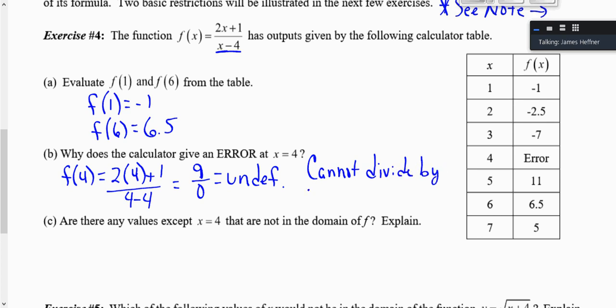Because we cannot divide by 0 in the reals. Okay?